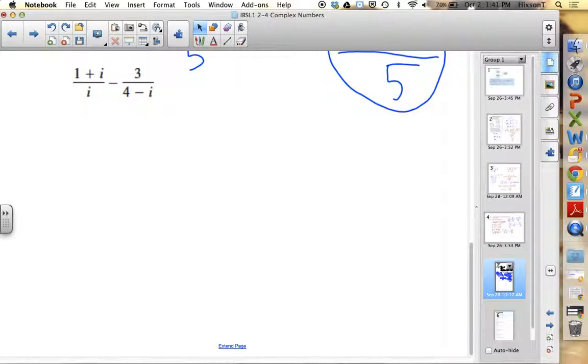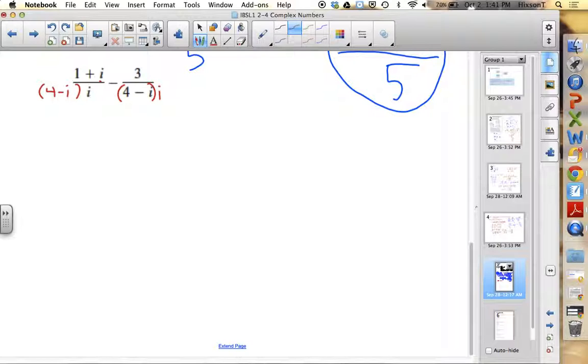For the last one, this one isn't quite as nice. What's our common denominator going to be, though? Negative 1? No. 4i plus 1. And if you don't multiply it together yet, you're going to have i times 4 minus i, right? That's going to be your common denominator.